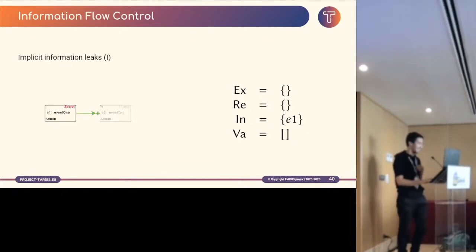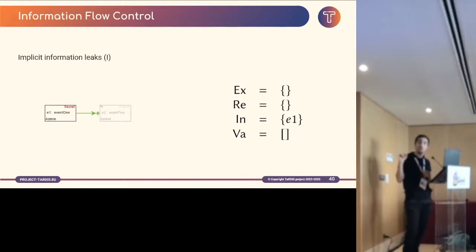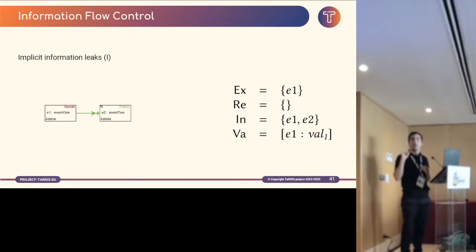Okay, so the first type of implicit information leaks results from changes in the marking of an event. So if we have two events, one secret event, which is initially included, and a second event, public, which is excluded, and if they are related through an inclusion relation, as is the case, if we execute the secret event, we include and enable the public event.